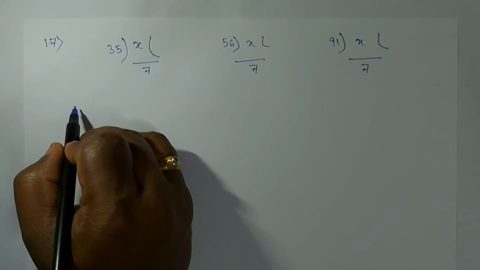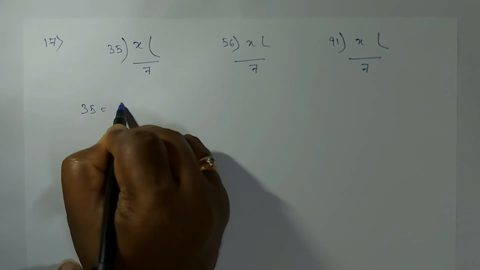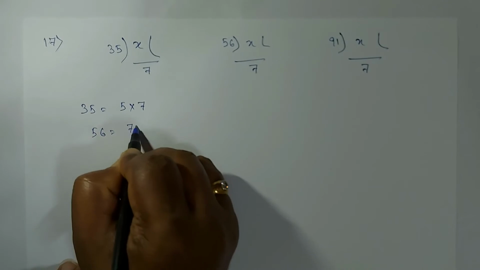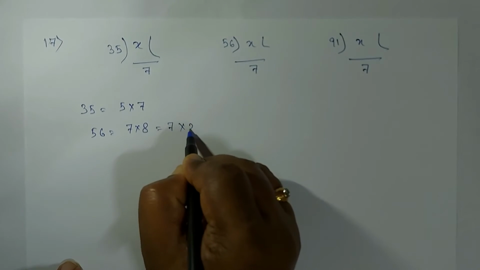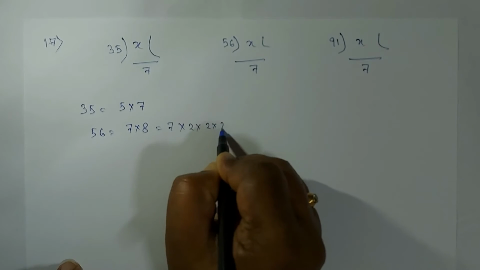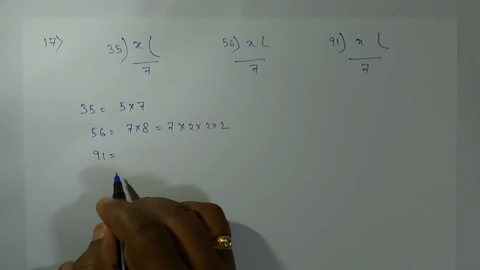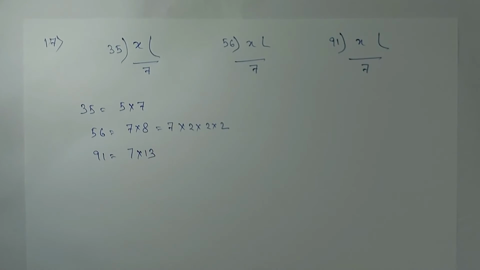So here I am going to use the prime factorization. 35 is equal to 5 into 7, 56 is equal to 7 into 8. Now 8 means this is 7 into 2 into 2 into 2. Okay, so 91 is equal to 7 into 13. Now this is the product of the prime factorization terms.